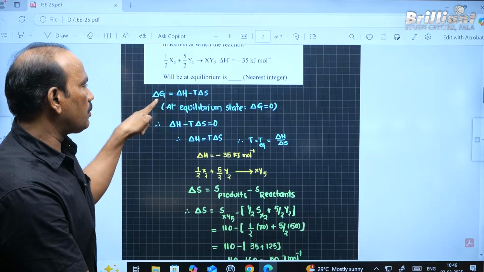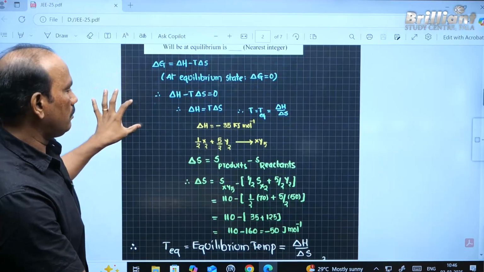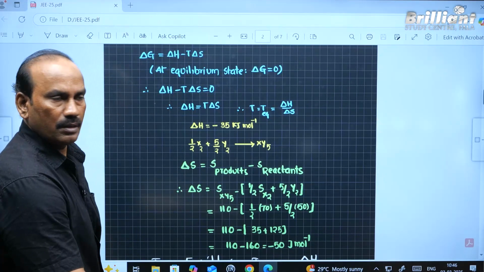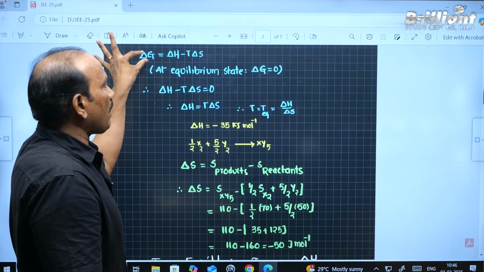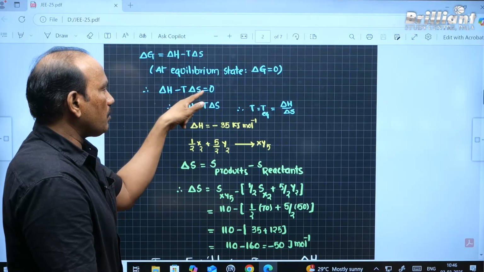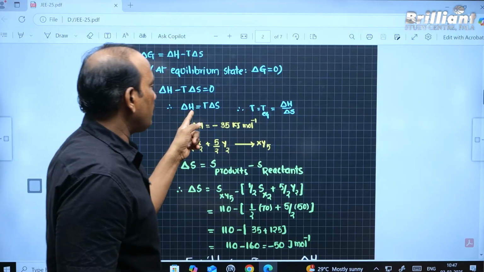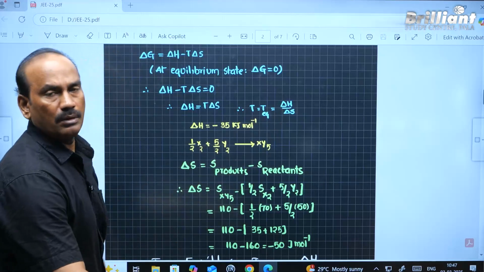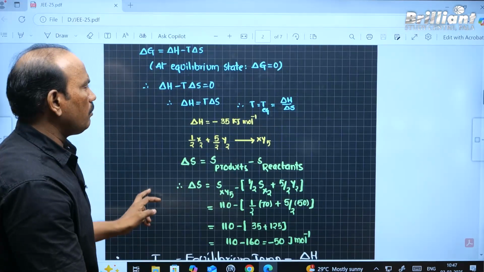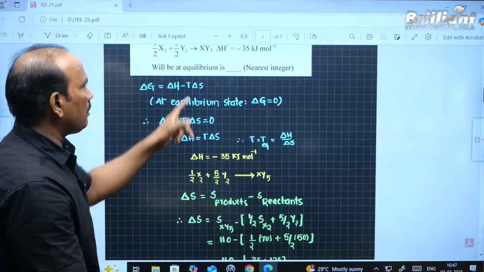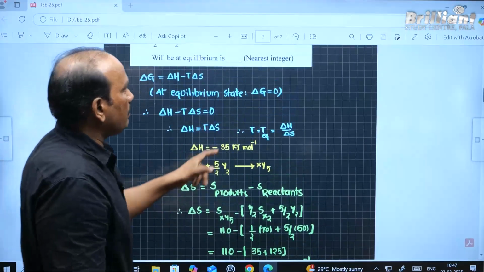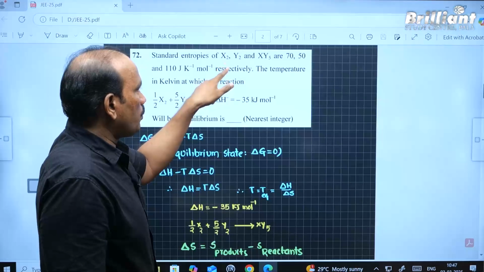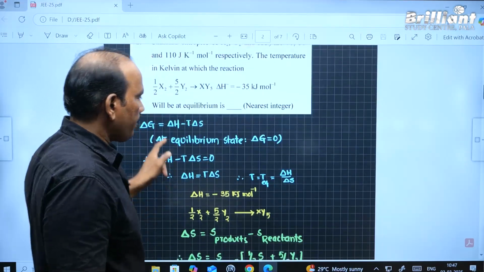According to this, delta G equal to delta G0 minus T into delta S. Clear? Now, at equilibrium state this value equal to 0, then delta H minus T into delta S equal to 0. Therefore, delta H equal to T into delta S. Therefore, T equal to equilibrium temperature equal to delta H by delta S. Now, here delta H value is given. What is the value? This is minus, and this is in kilojoule. These are in joules. This is in kilojoule.